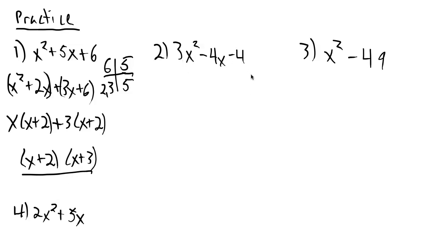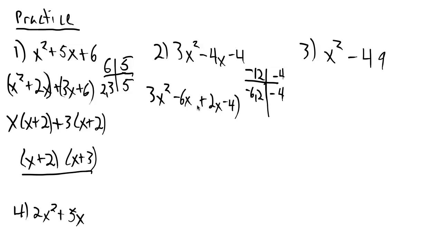For this next one, do the same thing. A times c, 3 times negative 4. We're looking for factors of negative 12 that add up to negative 4. And we keep running through this list. We try 12 and negative 1, won't work. We try 6 and 2. And we see that if we have negative 6 and positive 2, those will add up to negative 4. So we split this up. We get 3x squared minus 6x plus 2x minus 4.